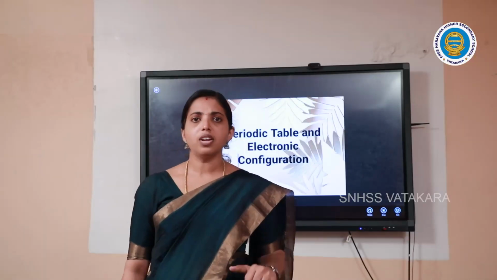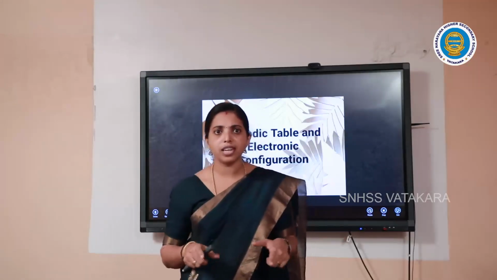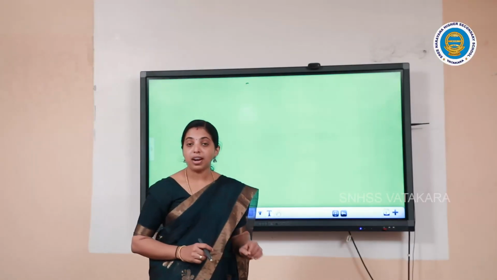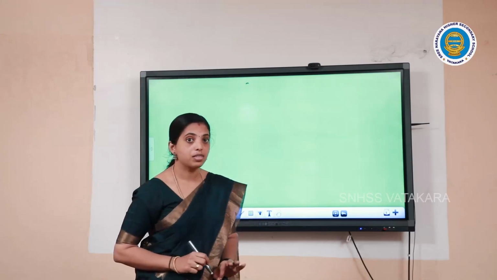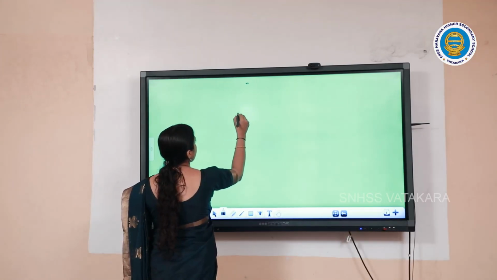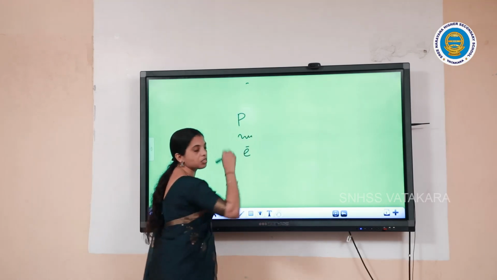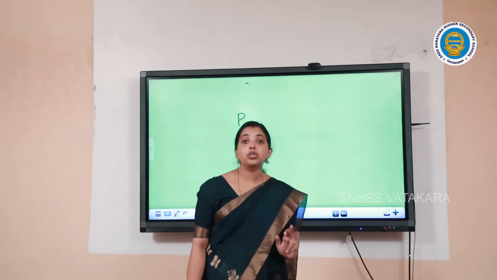Then is there any other particle present in an atom? The particles present in an atom are proton, neutron and electrons.